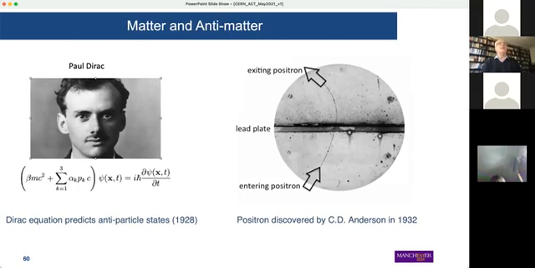We all know about matter and antimatter. This goes back almost 100 years, to Paul Dirac, who predicted for fermions that you would see antiparticle states. And the first anti-fermion, the positron, was discovered by Anderson in 1932 in cosmic rays, and you see the entering positron and the exiting positron. You know this because there's a lead plate and it's lost some energy, so you know the direction from the curvature. And this was positive proof that these antiparticles exist.